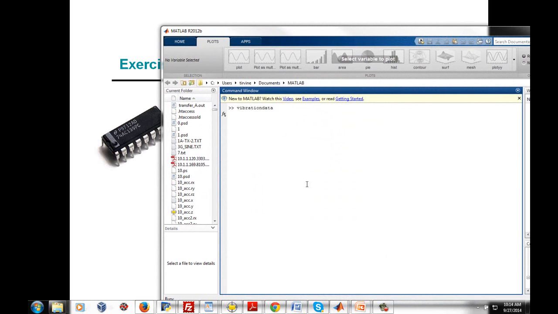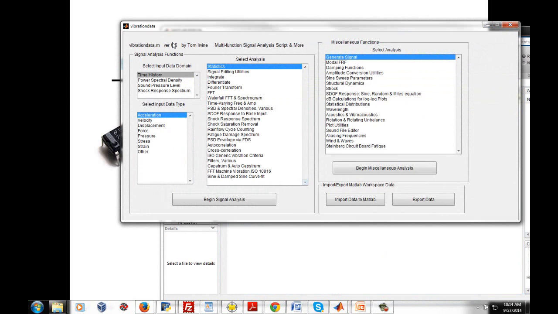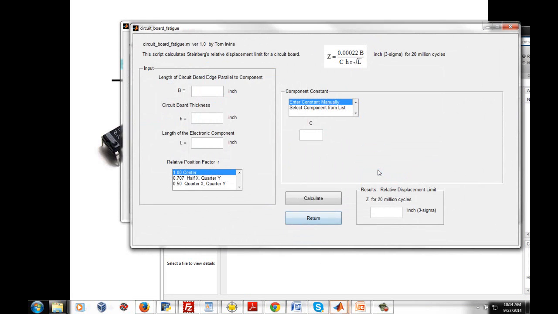So let's go to vibration data, and let's see what version we're up to this week. So 6.5, and here under miscellaneous we have Steinberg's circuit board fatigue. Let's click on that, and here's the Steinberg formula. You've seen that before. This script calculates the Steinberg relative displacement limit for a circuit board in inches, and this is the inch 3 sigma for 20 million cycles. And I'm just going to type in those parameters which I've memorized from that slide.